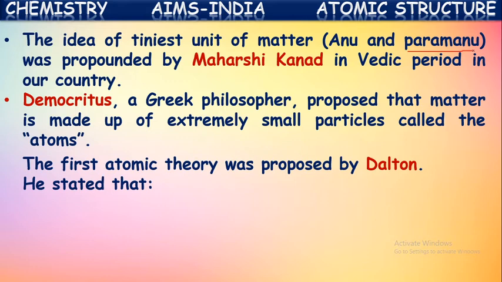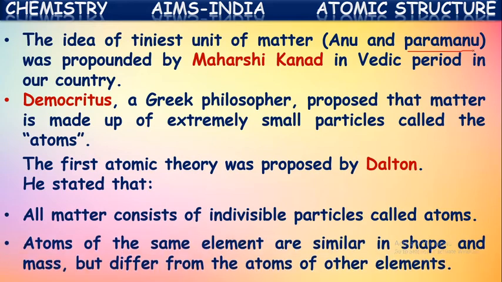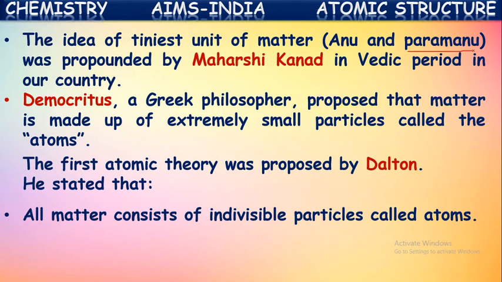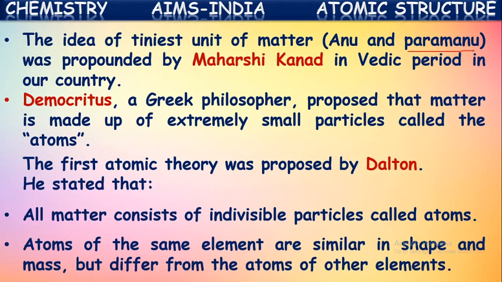Based upon these concepts which were given by Democritus, one more theory of atom was given for the first time by John Dalton. So the first atomic theory was proposed by John Dalton. He stated that all matter consists of indivisible particles called atoms. He told that all matter is made up of very smallest particles, which are indivisible, called atoms.